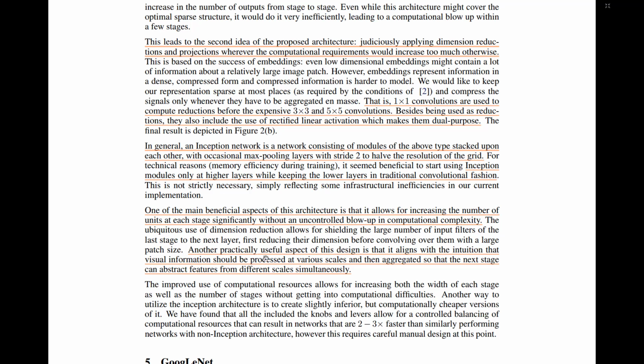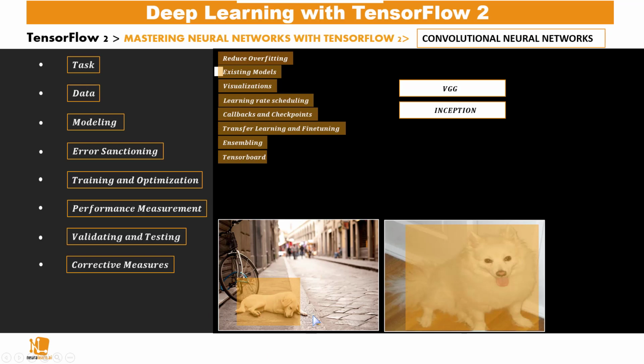Another practical, useful aspect of this design is that it aligns with the intuition that visual information should be processed at various scales and then aggregated so that the next stage can abstract features from different scales simultaneously. And by various scales, we can simply see from these two images that with this smaller filter, we are able to focus on these regions where the objects appear smaller on the image. Whereas with this bigger filter, we are able to focus on this portion where the object occupies very large parts of the image.